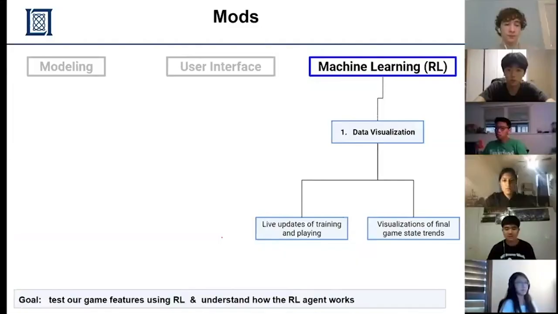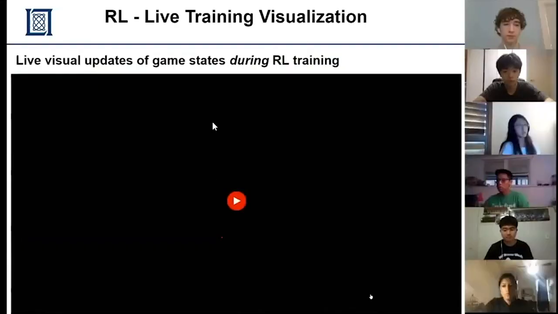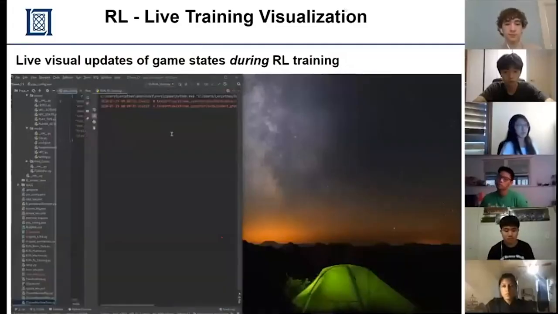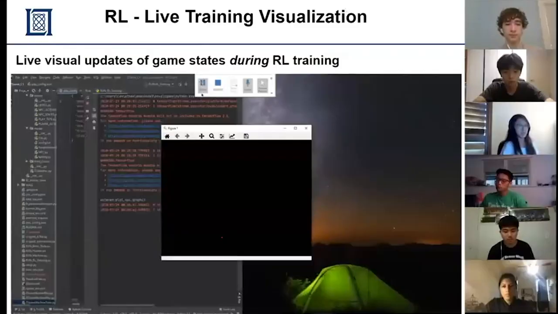To ensure that these mods had a positive effect on gameplay and modeled accurately, we developed a machine learning agent to learn how to play the game. Data visualization is the main feature here, since it helps us gain insight into how the player, whether it be a machine or a human, is interacting with the game. So we're going to play this video demonstration of a live visual update of the game states while the RL is training. Right now it's only set to train for 1,000 steps. This agent has no prior training.